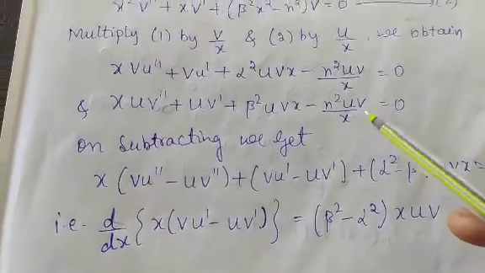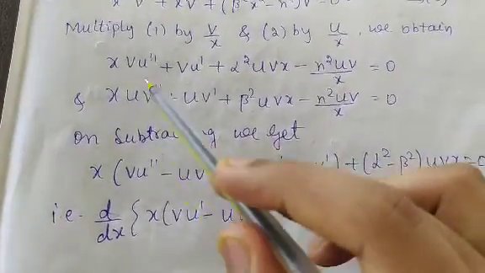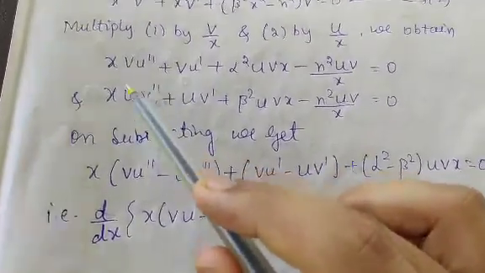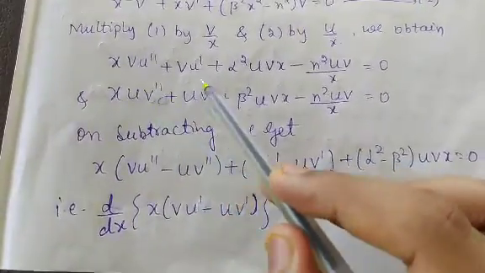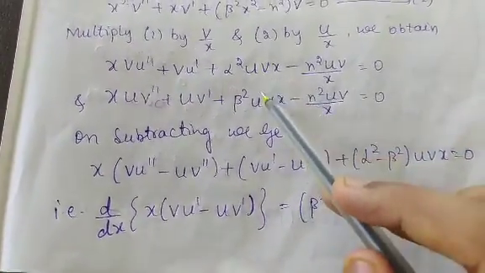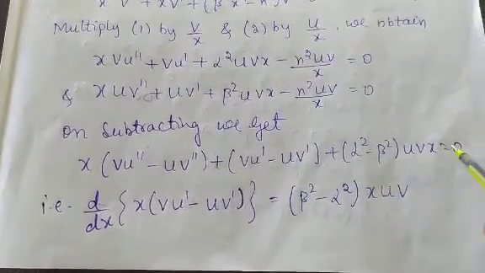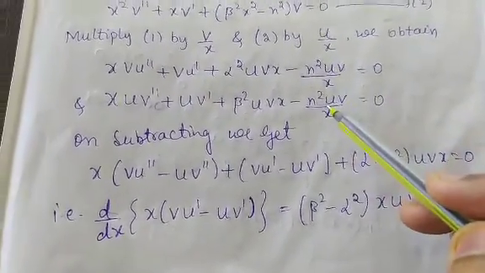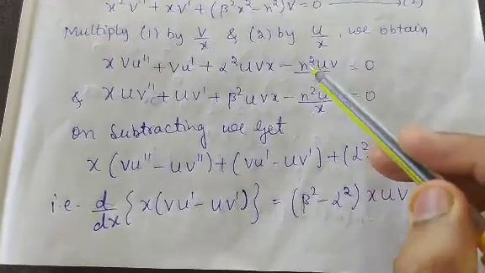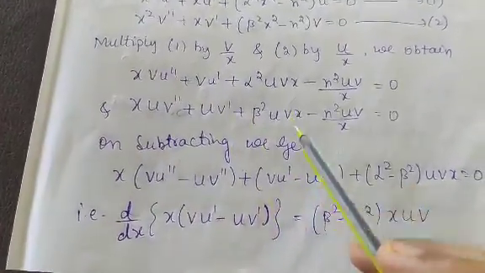So 1 minus 2: I am subtracting this minus this. What is common? x is common. So x (v u double dash minus u v double dash) plus (v u dash minus u v dash), plus, taking u v x as common, (alpha squared minus beta squared) equals 0. Why? Because the n squared terms cancel; when subtracting, minus into minus becomes plus. Only the remaining differences are left.